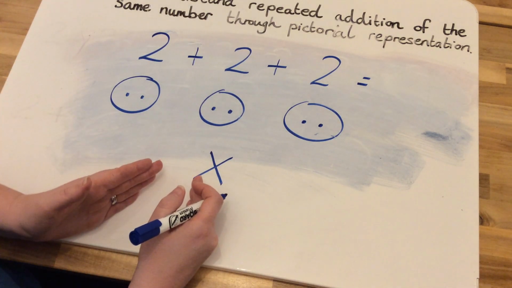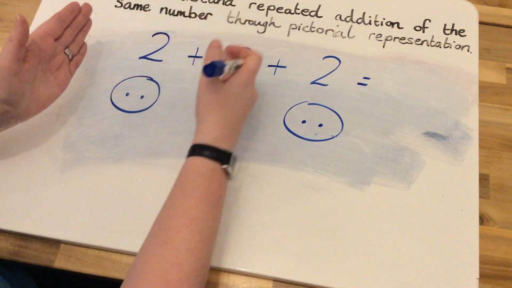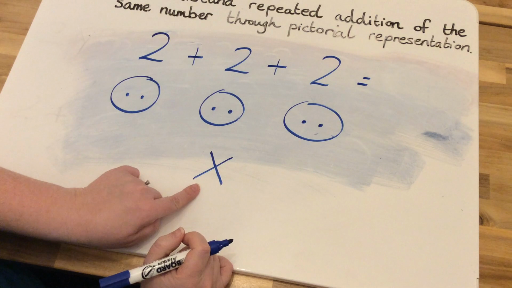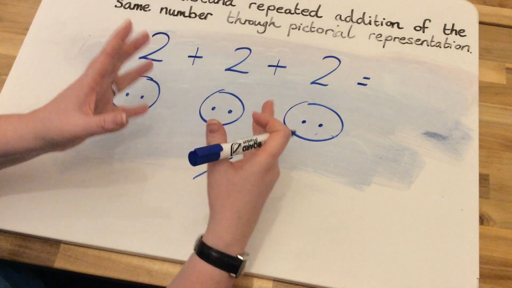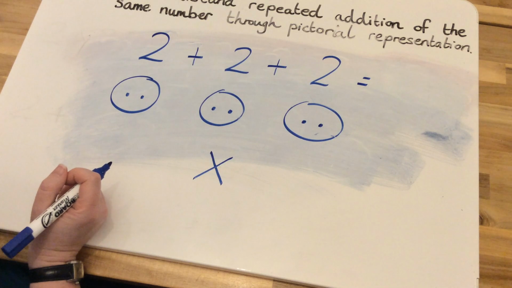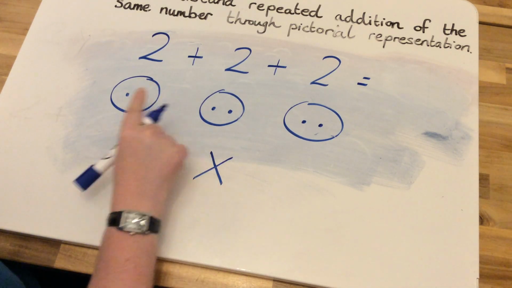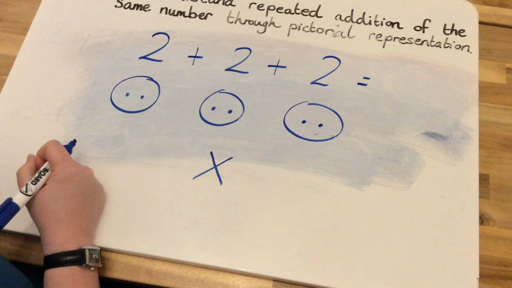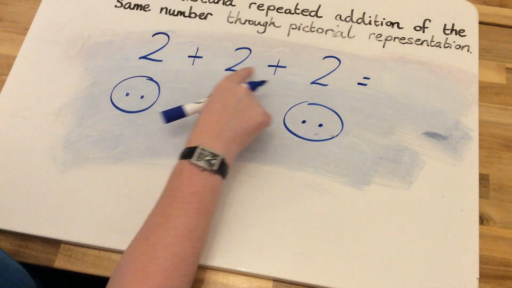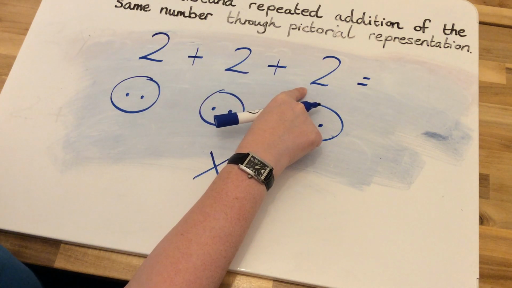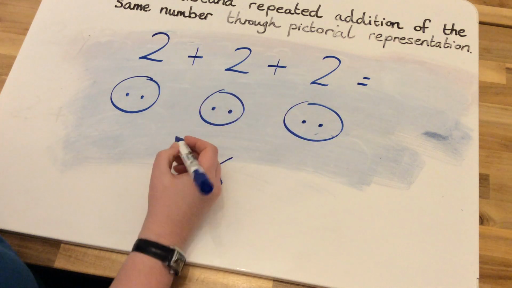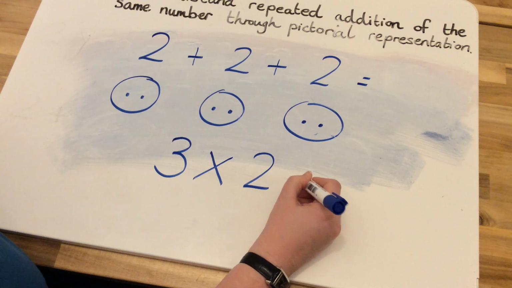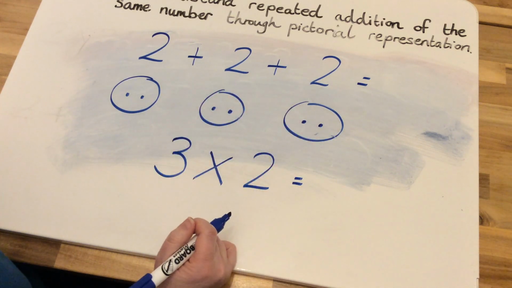And instead of our sums getting really, really long with lots and lots of adds in between each one, we can use this multiplication sign to write the sum in an easier way. So I'm going to use this multiplication sign just to show you how to write a sum using this sign. So let's have a look. We've got 1, 2, 3 groups of 2. So I've got 3 times 2, or 3 lots of 2.